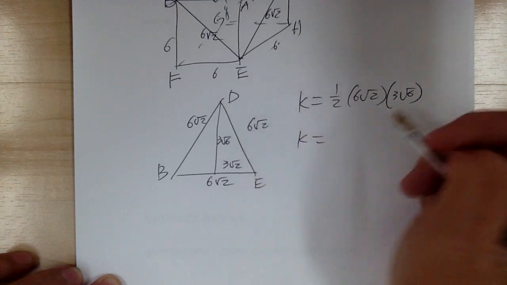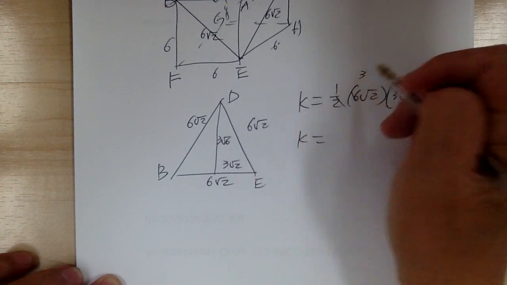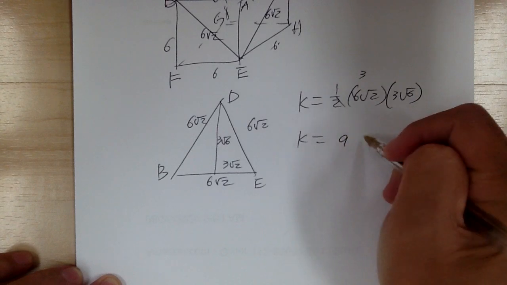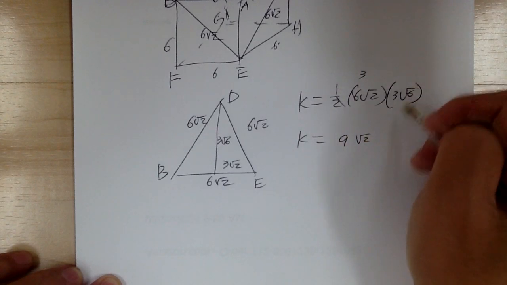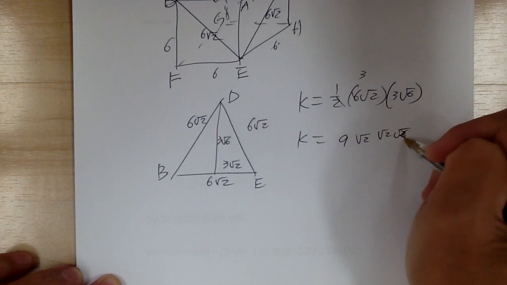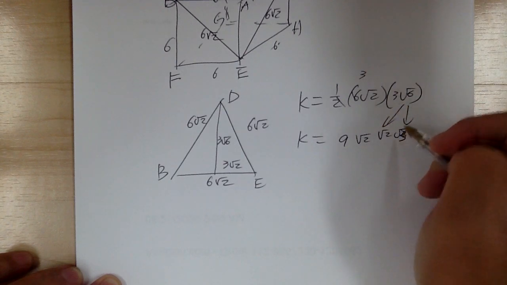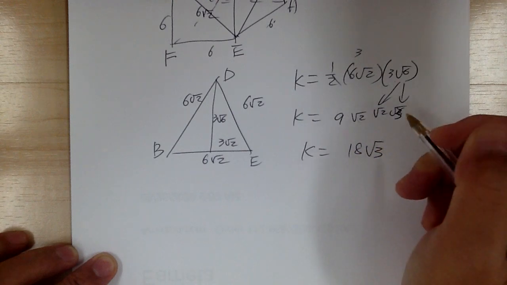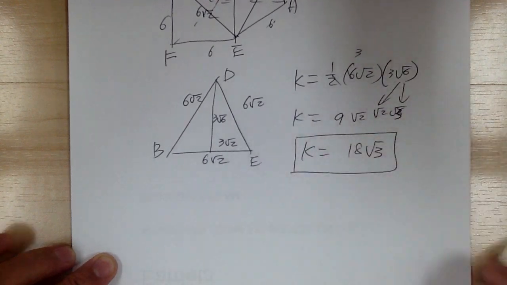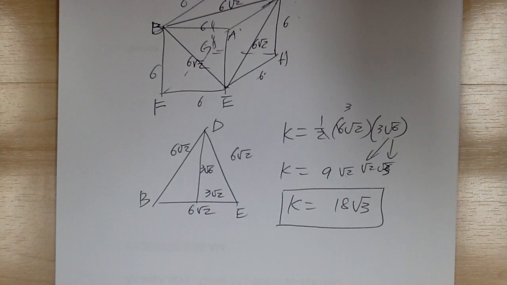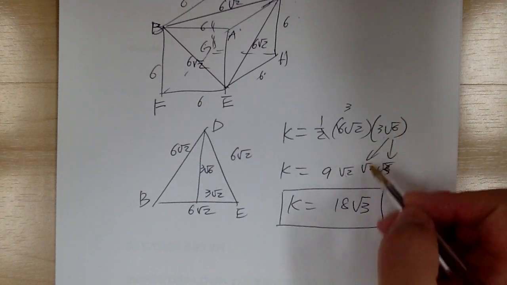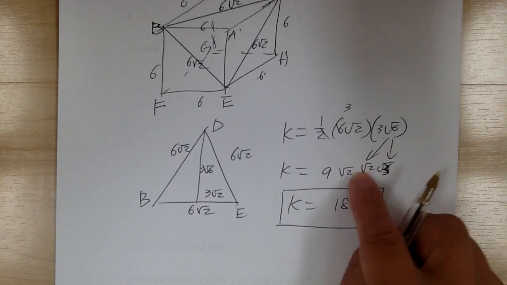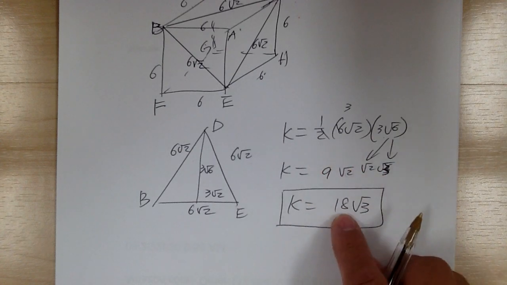And so K equals, cancel out. So this would equal 9 square root of 2. I'm going to break this into square root of 2, square root of 3. And so this can come out, so K equals 18 square root of 3. Okay, and that's it. So again, that's how you can do calculation without using a calculator. Just break it down, and square root of 2 times square root of 2 equals 2, times 9 gives you 18.